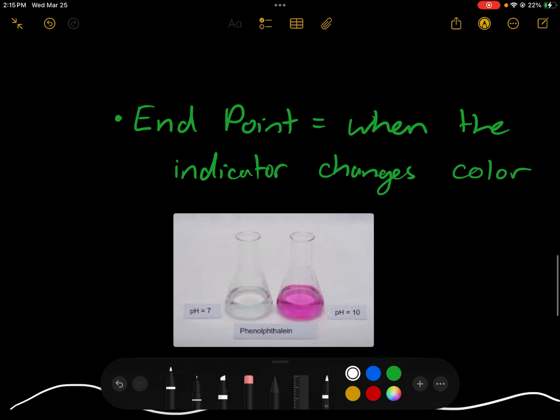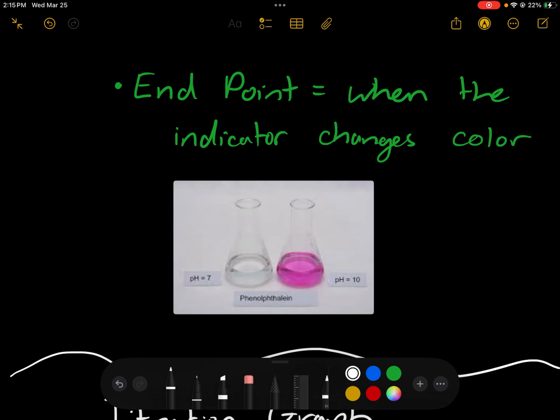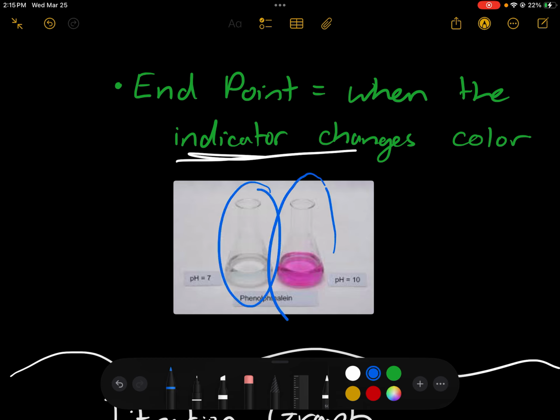Okay? Last thing you need to be aware of is your end point on your titration, which is something that occurs when your indicator fully changes color. So when we did the practice titration before winter break, you started with your clear solution that was acidic over here, and then when you hit your end point or you went a little bit too far, we had a bright pink solution because that phenolphthalein changed color.